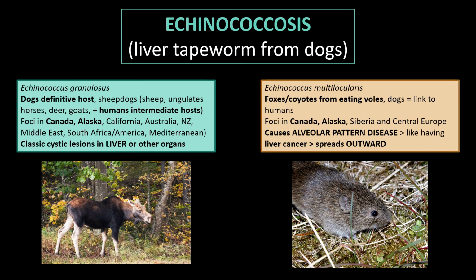This infection can occur in Canada and the US, and so it's important to consider it in your practice. Northern Canada is a common spot for Echinococcus granulosus, with sheep or hunting dogs, and some places with foxes who eat voles are important for Echinococcus multilocularis. Voles themselves are infected and can develop cystic disease as well.